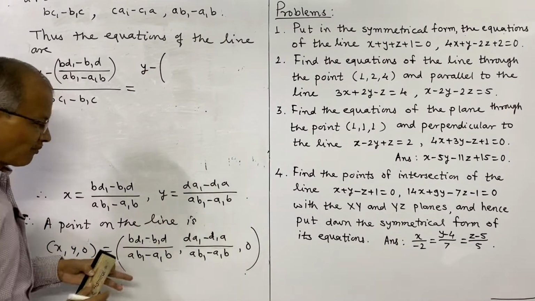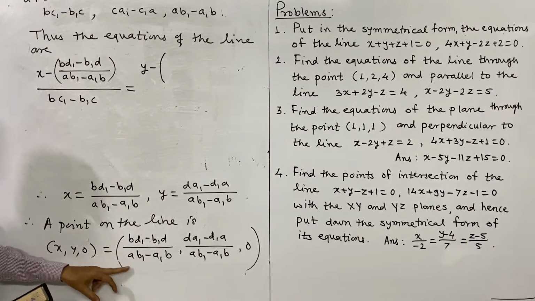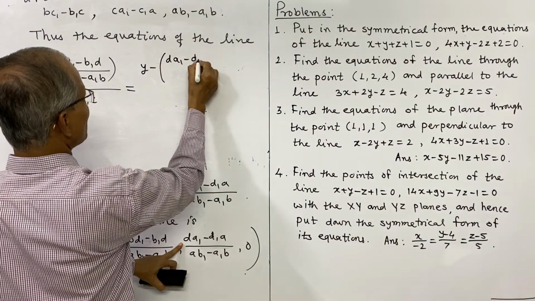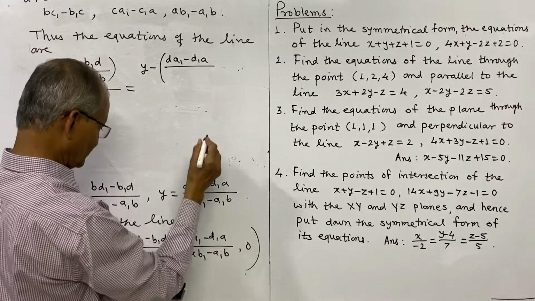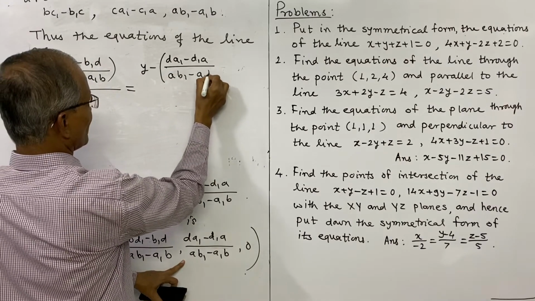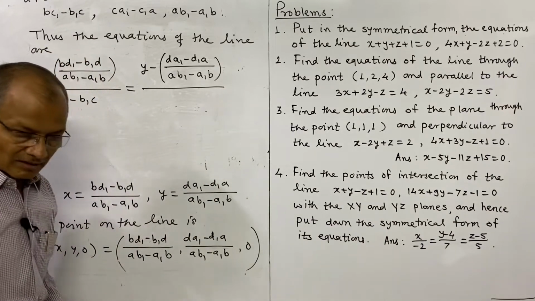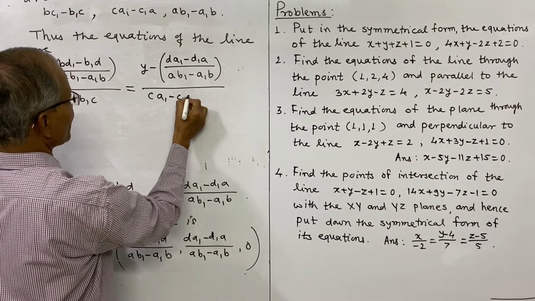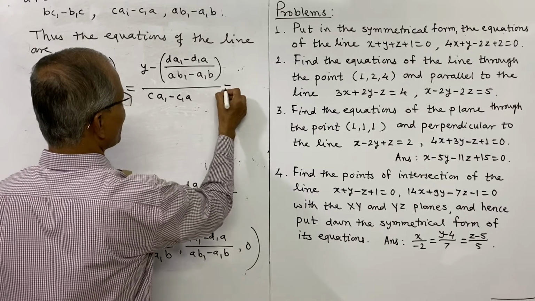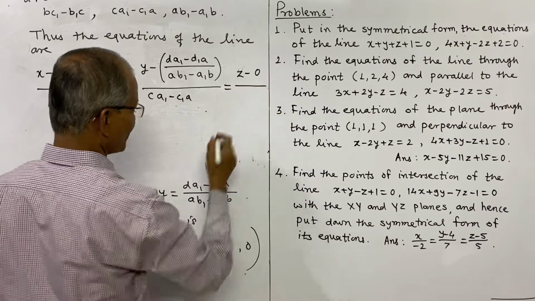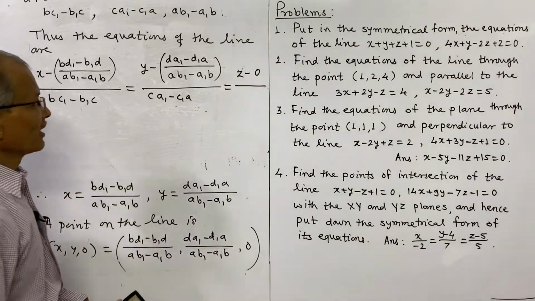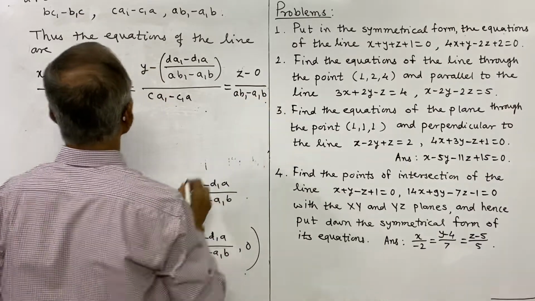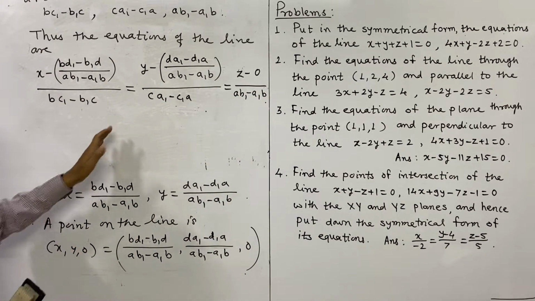y1 means the coordinate of a point on the line. So the point on the line is this one, and that is da1 minus d1a divided by ab1 minus a1b, and the direction ratio is second ratio ca1 minus c1a, and this is equal to again z minus 0 divided by the point z coordinate is 0, divided by the DRS third is ab1 minus a1b. So these are the equations. This is the symmetrical form.